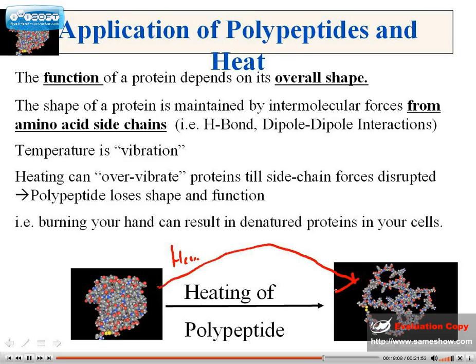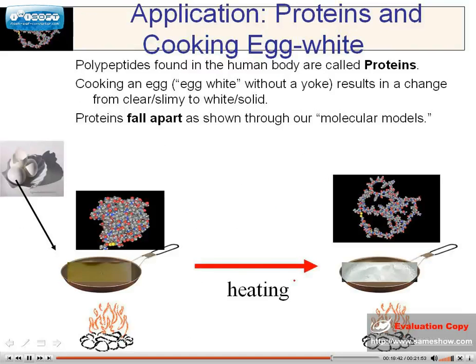Think of temperature as movement or vibration. So when we heat up a protein, we're basically causing it to over-vibrate. And basically the side chain intermolecular forces are overcome by the vibration, disrupting it. Therefore, it loses its overall shape, and therefore it loses its overall function. This is what usually happens in a first-degree burn. The cells may be okay at first, but all the proteins inside the cell fall apart, and since enzymes are made up of proteins, then the cell eventually dies. Good times.